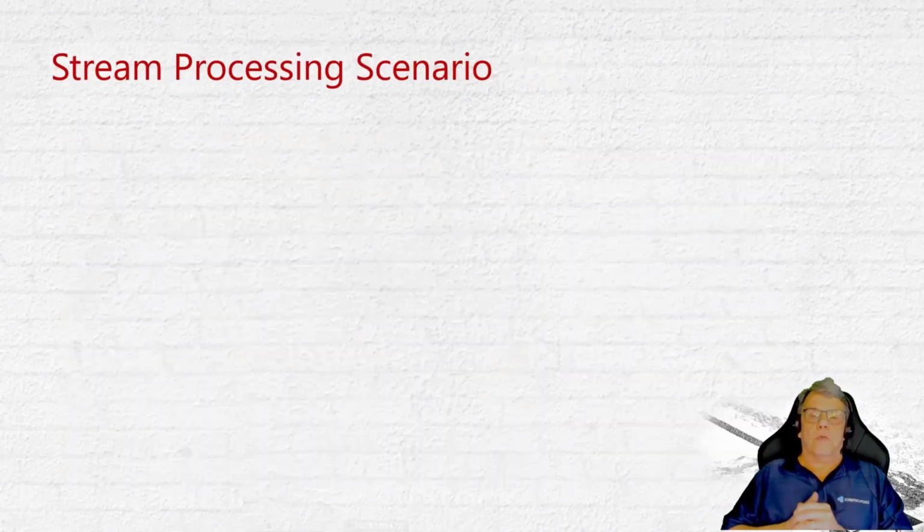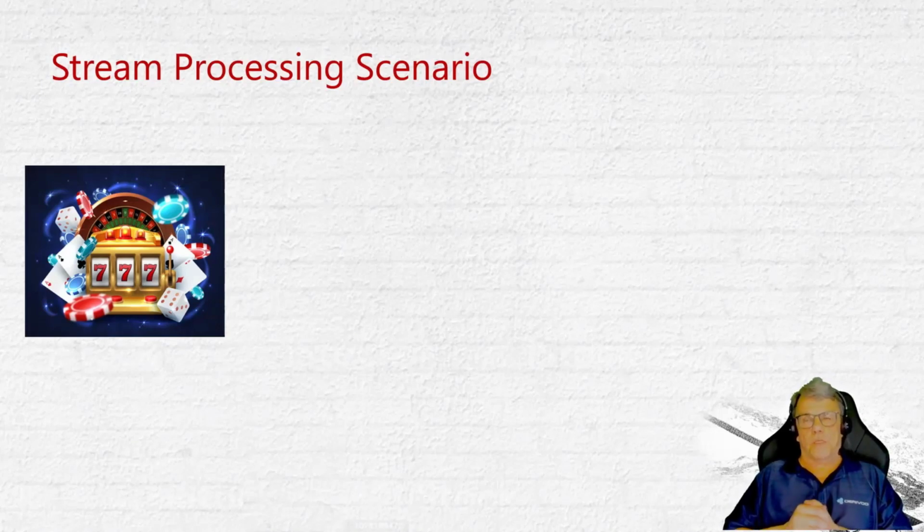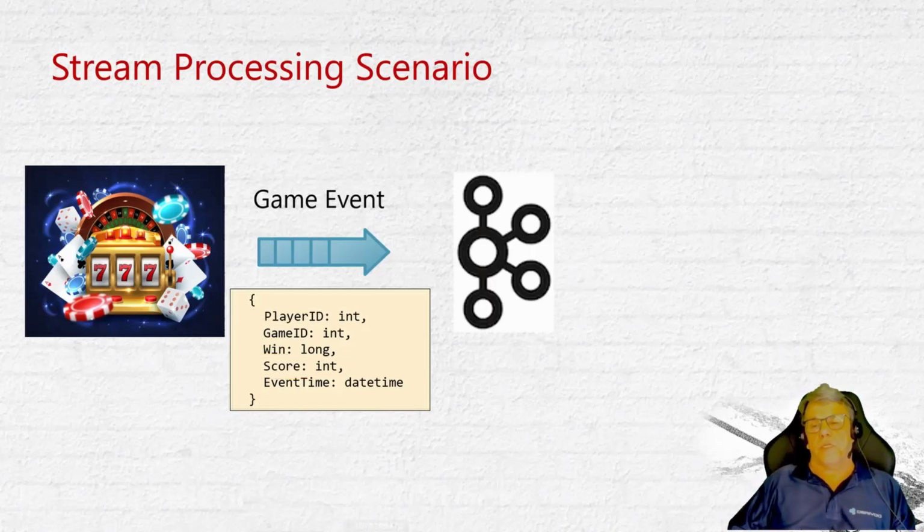So with this in mind, let's do a scenario. We're in my world. We are spinning on some sort of slot machine, right? We are now pulling the handle. That now generates a game event. That's what we saw before, right? That's what I published in my Python code. The game event has player ID, game ID, win, score, and event time, yeah? Exactly as we saw in the Python code. That is published into a topic in Kafka.